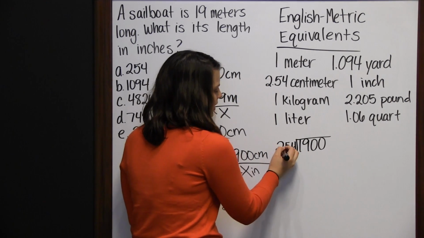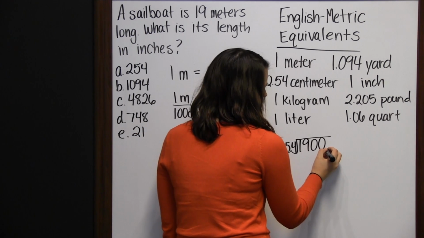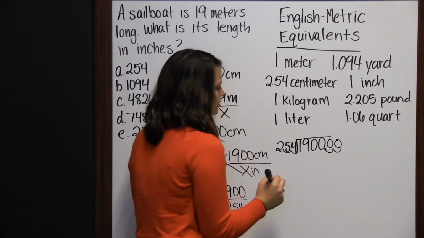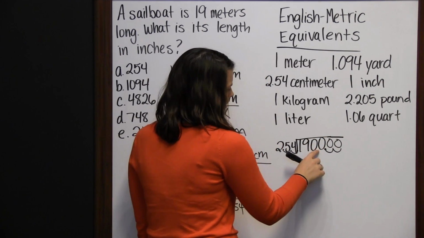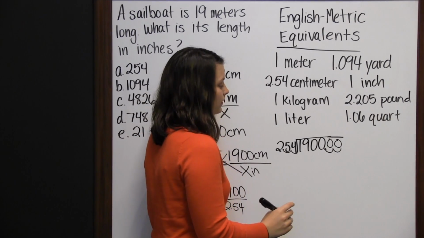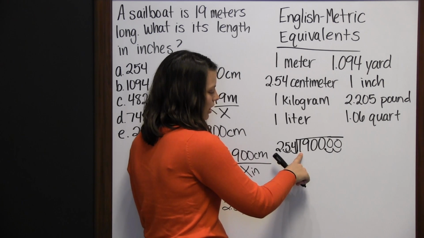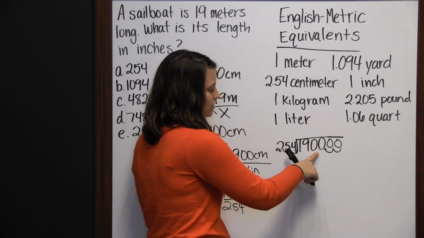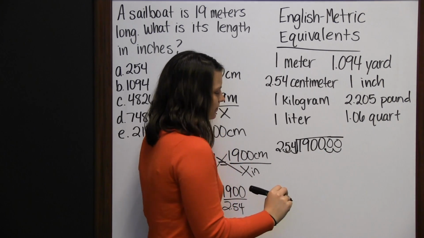Which means I have to move this decimal 2 places to the right. So I have to take my decimal 1900 and move it 2 places to the right, which means adding 2 zeros. So now my number is 190,000 being divided by 254. So 254 does not go into 1, or into 19, or into 190. But it does go into 1900.